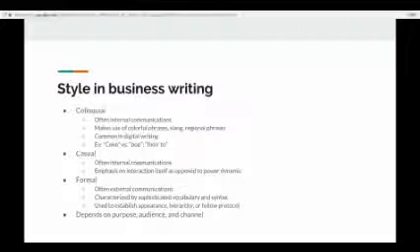Style in business writing is often a tricky thing because there are a lot of moments when you use more informal style, but there are also places where you need to understand the boundary of formality. So I want to break down just some aspects of style that happen in business writing. You have colloquial style, casual style, formal style.